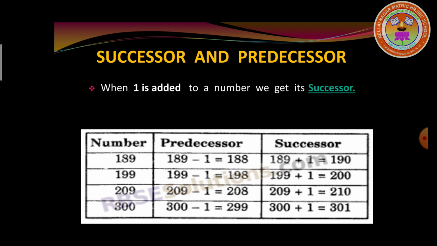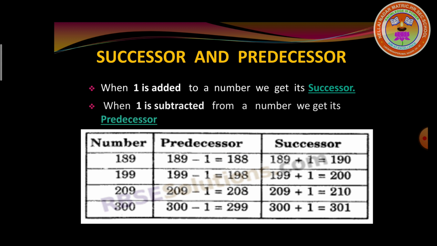Then what do you mean by predecessor? When 1 is subtracted from a given number, we get its previous number. That previous number is called the predecessor. You can take the same example too. You can subtract 1 from 189, you will get 188. So 188 is the predecessor of 189. Children, I have given 4 examples. Just go through it. Okay?